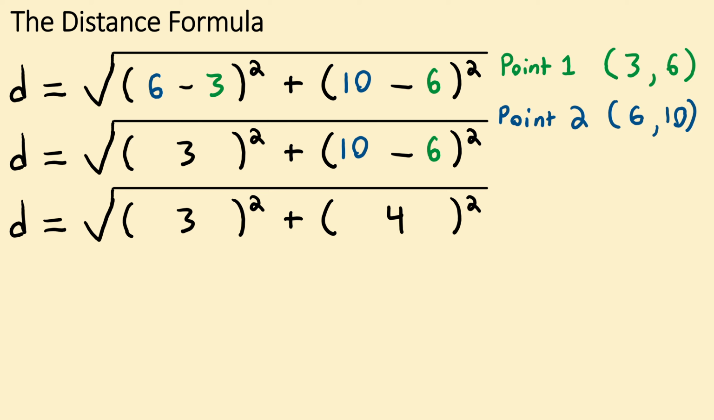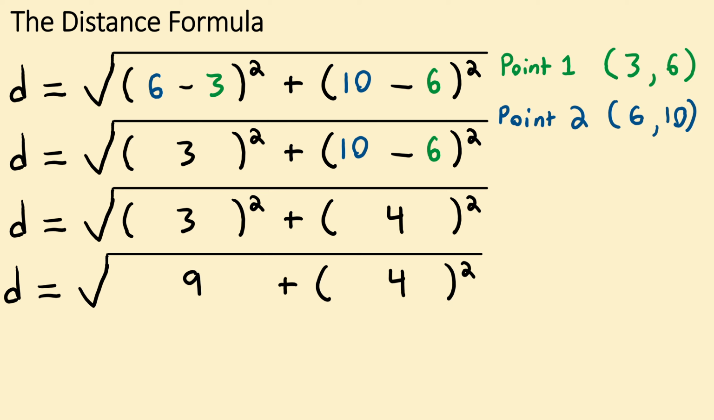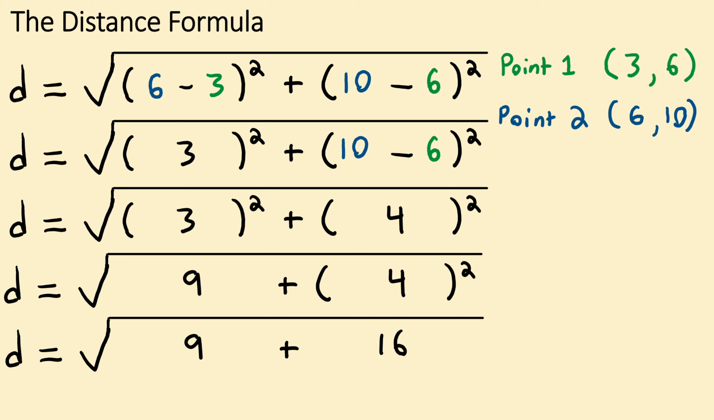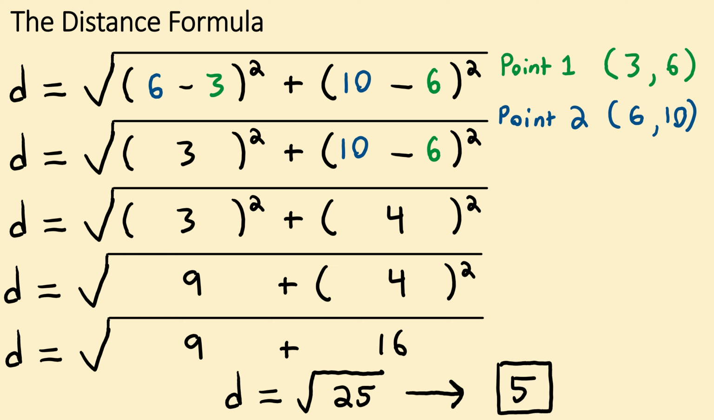Next, we work on our exponents. 3 squared is 9, and 4 squared is 16. 9 plus 16 equals 25, and the square root of 25 is 5. Ta-da! That's it. The distance between point 1 and point 2 is 5 units.